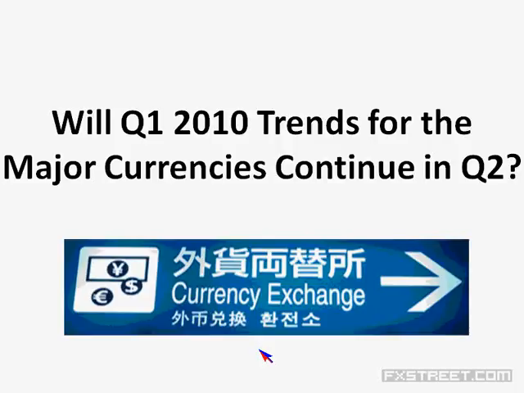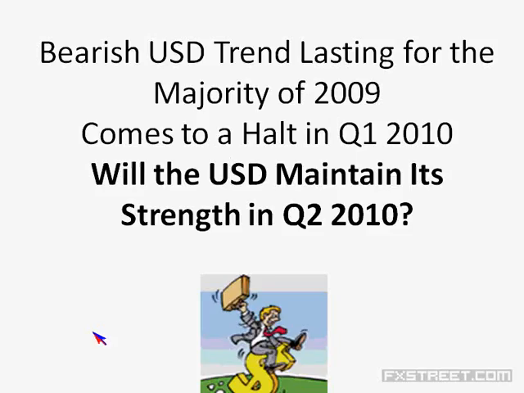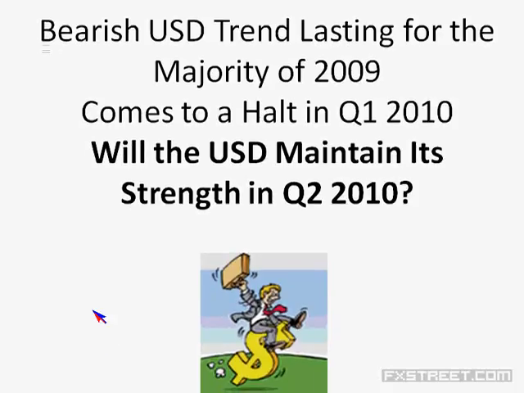So without any further introduction, let's go ahead and take a look at what the outlook for the major currencies could be in the second quarter. Now, we saw and discussed in a webinar last week what the first quarter of 2010 trends for the major currencies were. The main question is, will they continue in the second quarter of 2010? The bearish US dollar trend lasting for the majority of 2009 suddenly came to a halt in the first quarter of 2010, as we discussed last week. Will the US dollar maintain its strength in the second quarter of 2010?